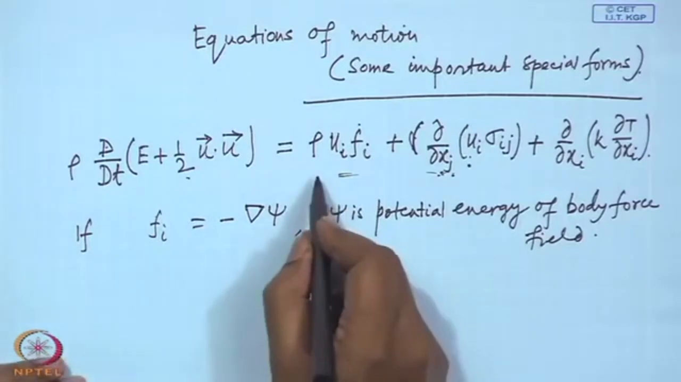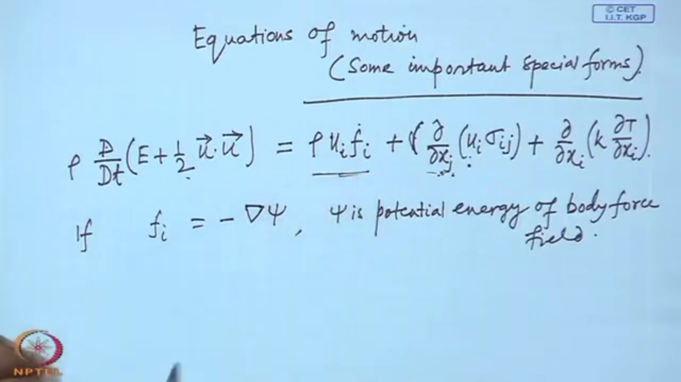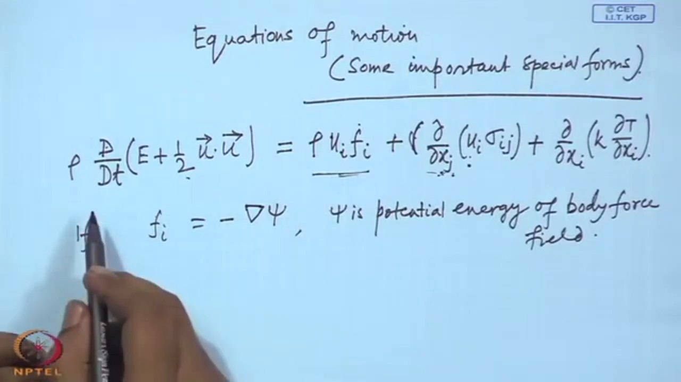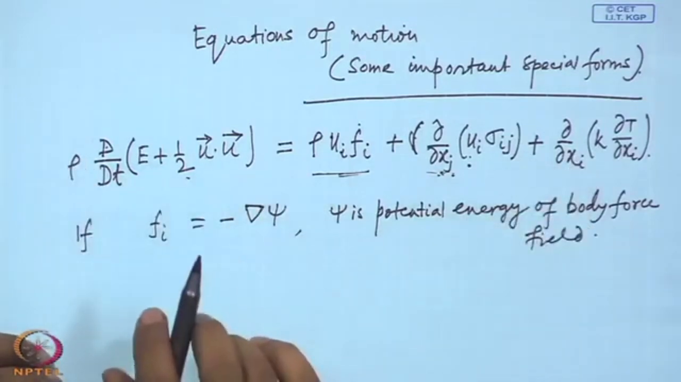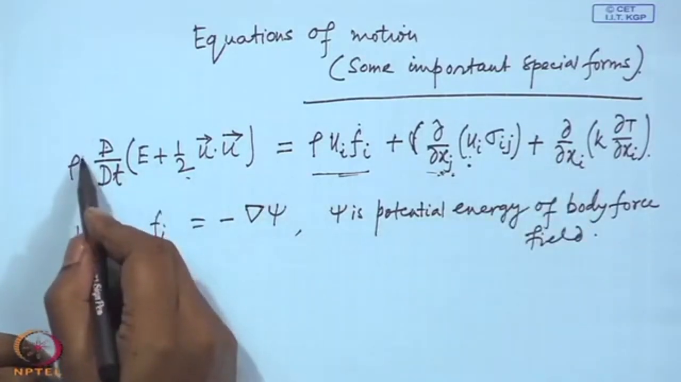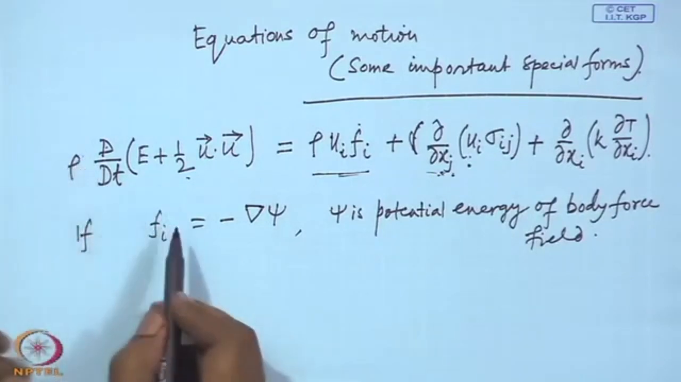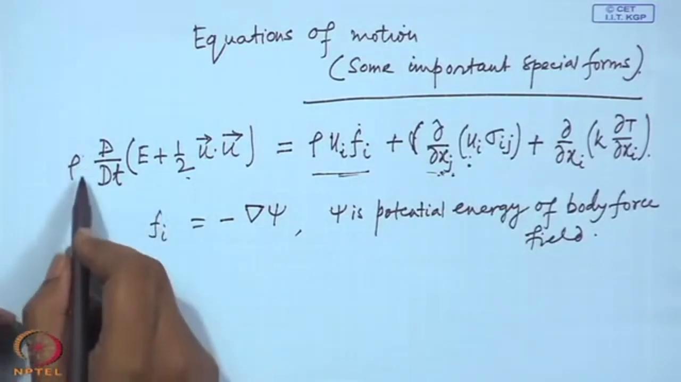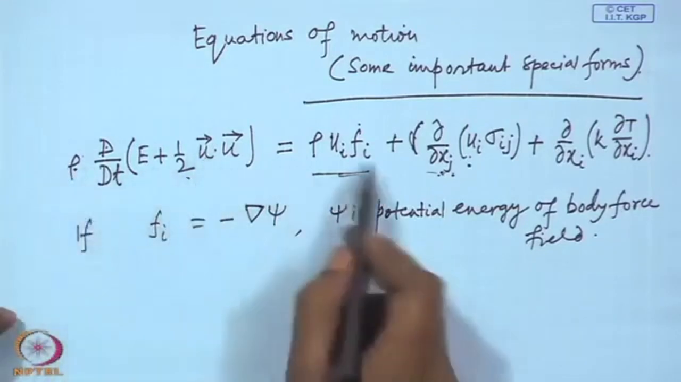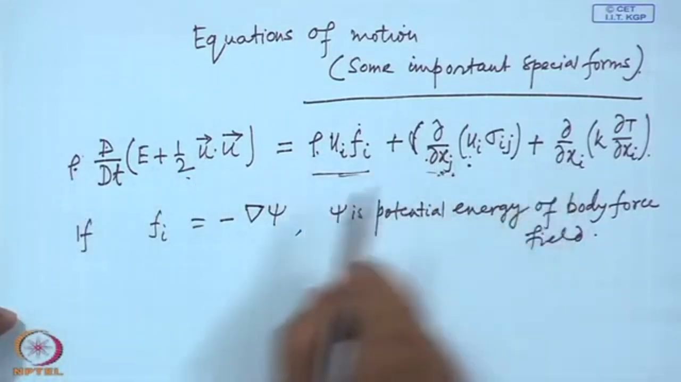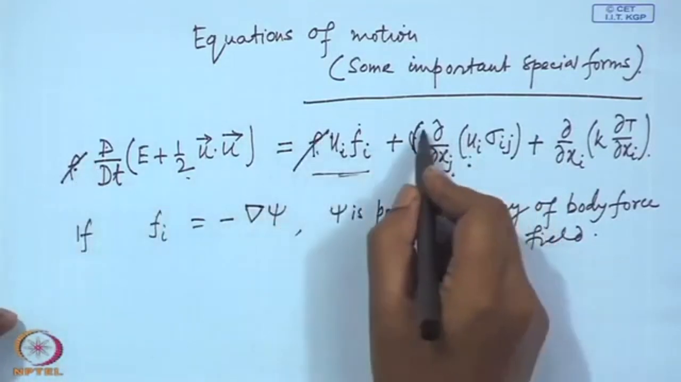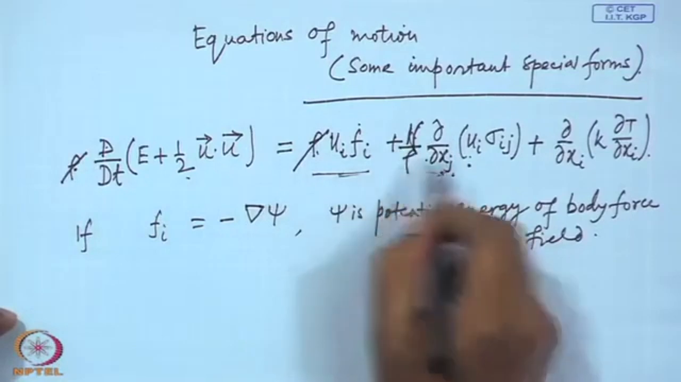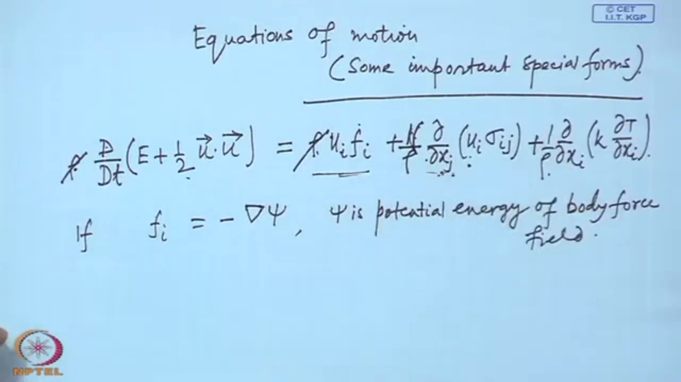then just consider the first term, let us see what happens to this first term. And for another case, we will divide this equation throughout by rho, so that there will be no rho here, no rho here, but there will be 1 by rho here and here. So, we will write this equation in that form, 1 by rho and 1 by rho.